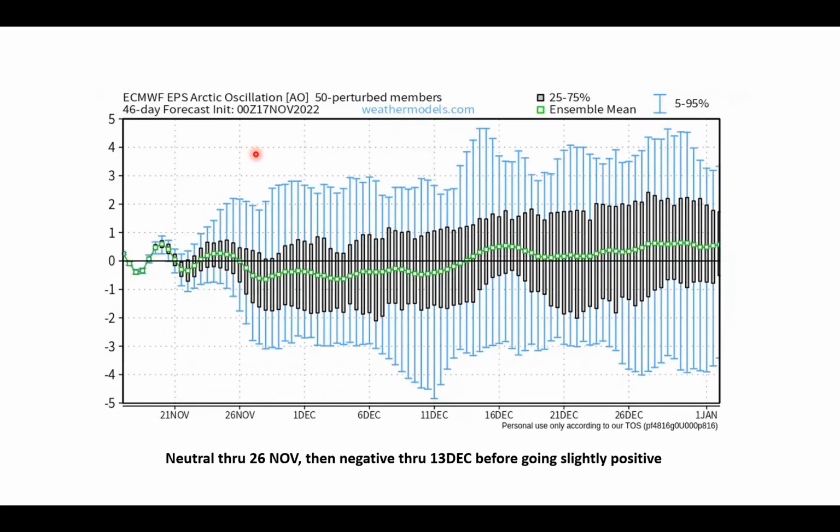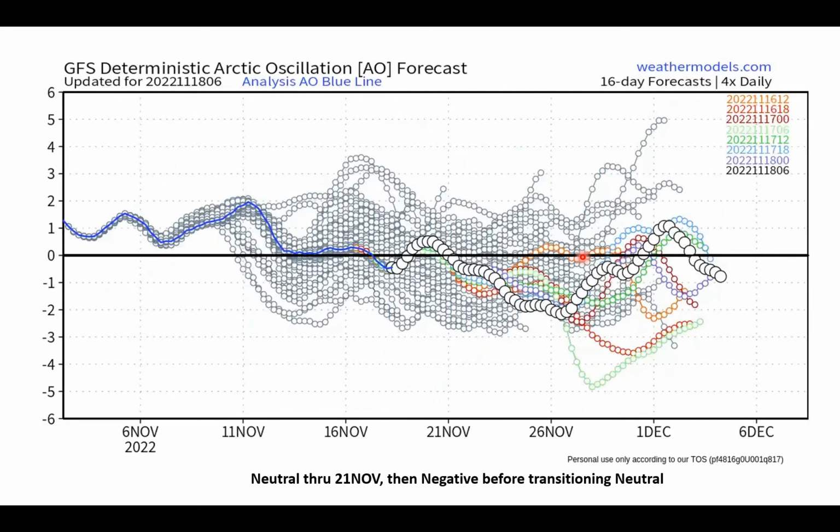Looking at the European EPS AO 50-member forecast, now this one goes all the way out to the new year, the 1st of January. Again, this green line represents the ensemble mean, showing a neutral condition of the AO through 26 November, then dropping negative through the 13th of December, and then going slightly positive after that. Looking at the GFS deterministic forecast AO, you get a little bit of a bump up to the positive side, but then things drop off negative. Neutral through 21 November, if you average this out, and then negative before transitioning back towards neutral around the 1st of December.